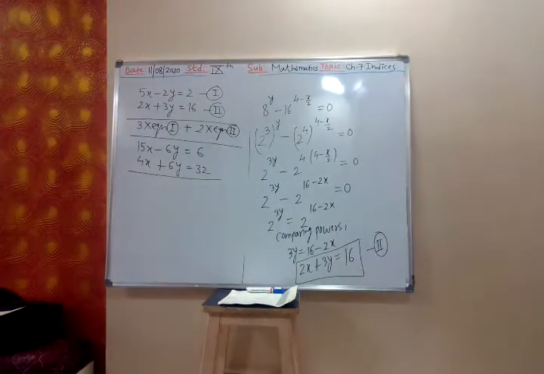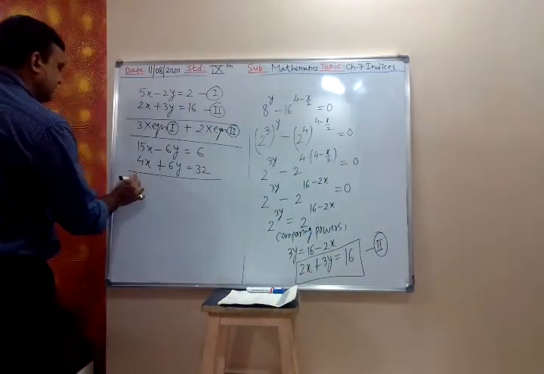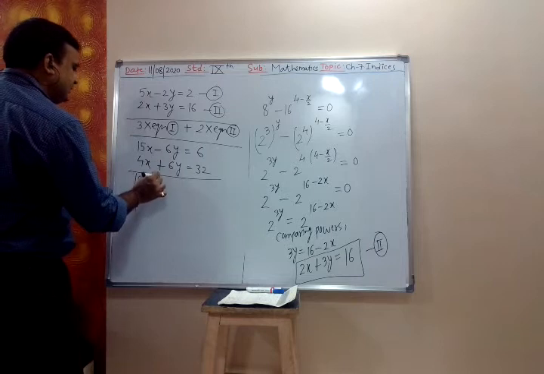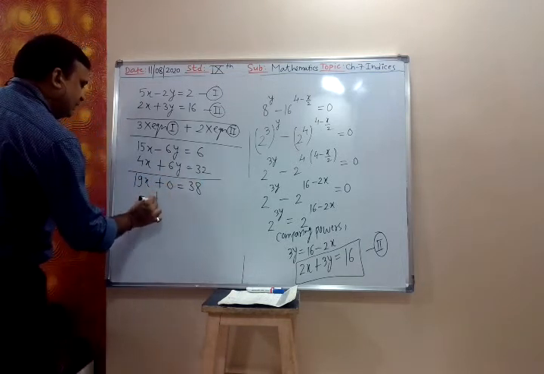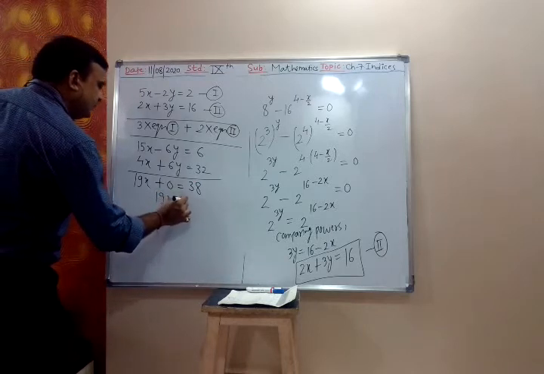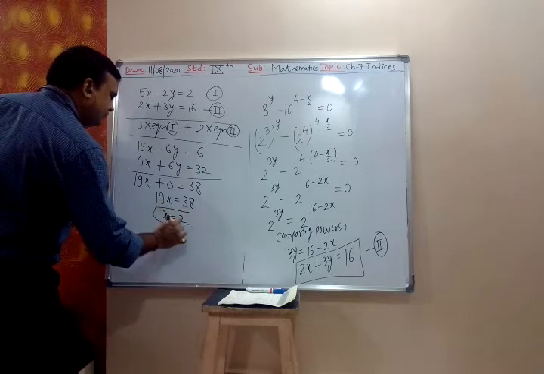Okay, right. Add both the equations. 15x plus 4x is 19x. Minus 6y plus 6y is 0, equal to 32 plus 6, which is 38. So 19x is 38, so x is 2. 38 divided by 19 is 2.